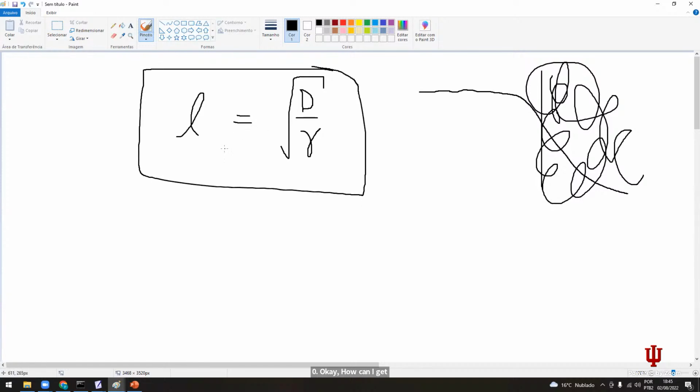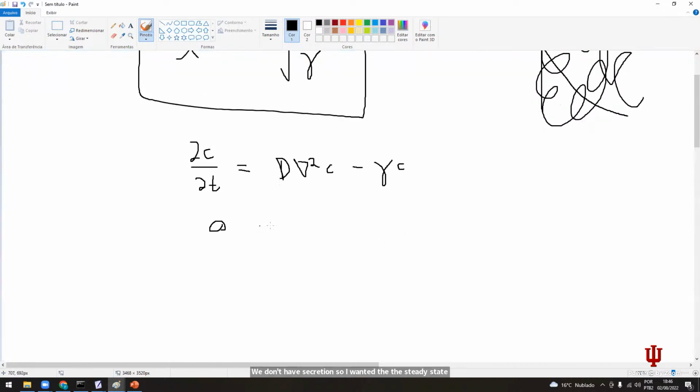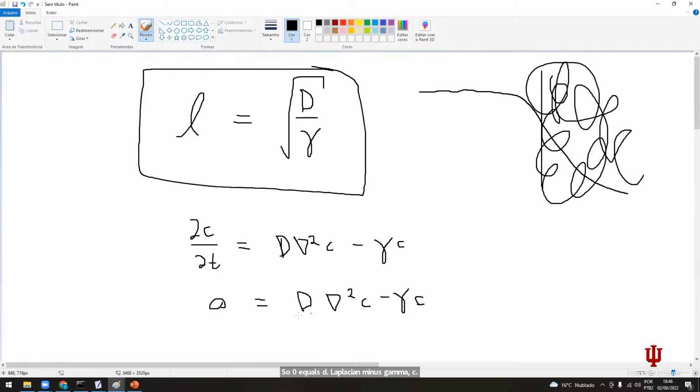So let's go to the diffusion equation again. Time derivative equals the Laplacian, minus gamma c. We don't have secretion. So I want the steady state here again. So 0 equals the Laplacian minus gamma c. Okay, what is left? How can I get rid of this term? I cannot get rid of this term because this is curved. This has curves. Curves, Laplacian not equal to 0. So this stays in the equation.